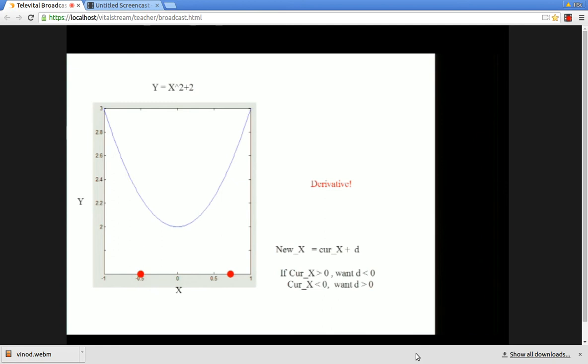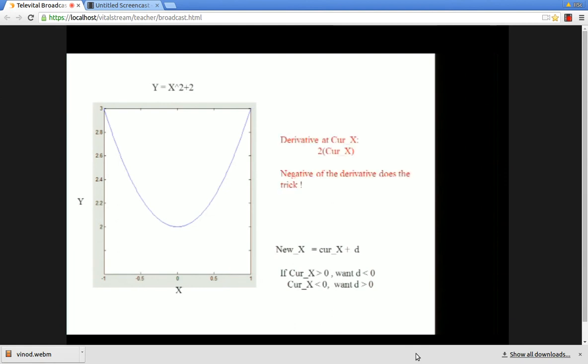So if x is positive, what is 2x? If x is negative, 2x is negative, but what we want is the other way, right? If x is positive, we want d to be less than 0. If x is negative, we want d to be greater than 0. What can you do? How does the derivative help? Exactly. If current x is positive, the derivative is also positive, and you move in the negative direction of the derivative, and you get what you want, right? So that kind of solves the problem in this case.